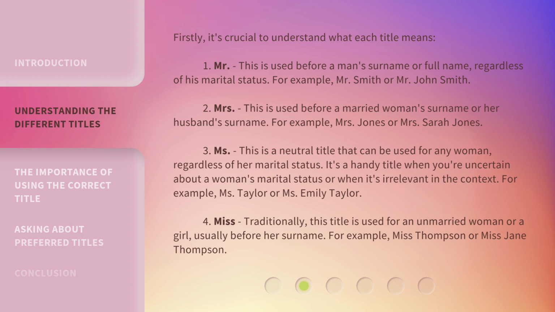For example, Ms. Taylor or Ms. Emily Taylor. 4. Miss. Traditionally, this title is used for an unmarried woman or a girl, usually before her surname. For example, Miss Thompson or Miss Jane Thompson.